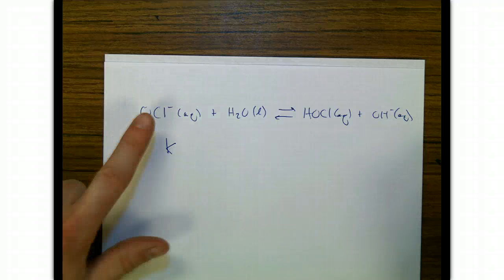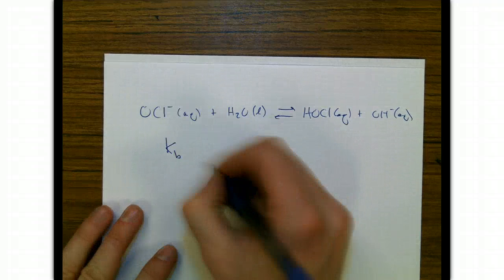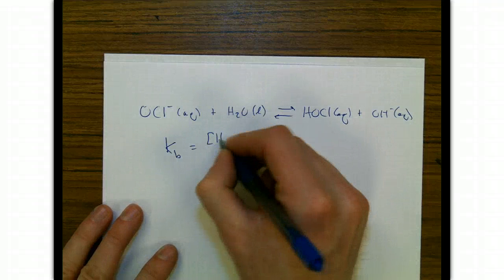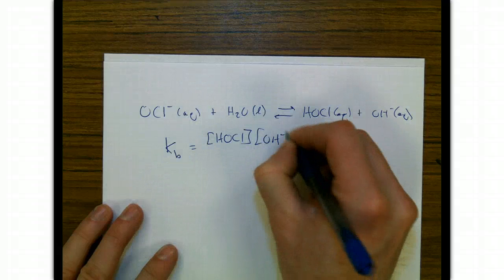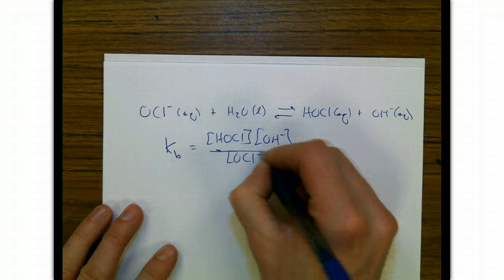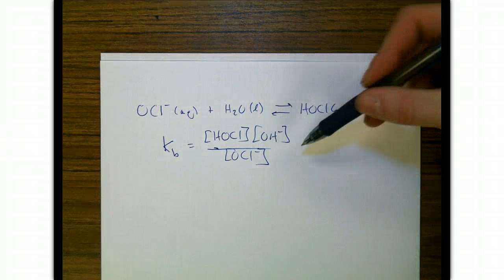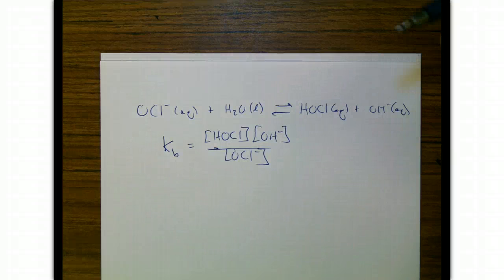Well, when I look at this, this is ripping off a hydrogen, so this is a base, so I'm doing Kb, because of course hydroxide is produced, and the correct answer would be the concentration of HOCl times OH minus over the concentration of OCl minus. And of course I'm not going to have water in there at all because it's a liquid. We only write these things for things that are aqueous, not things that are liquid or solid.